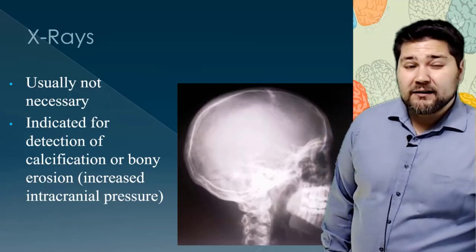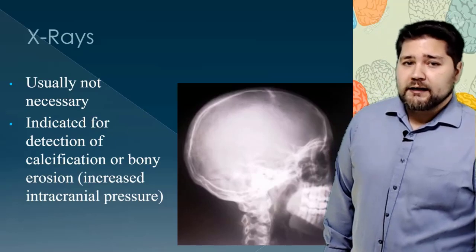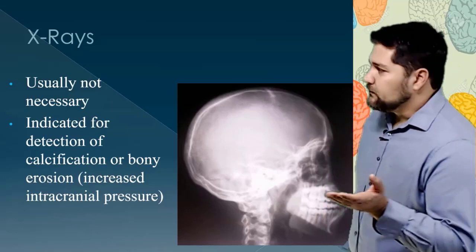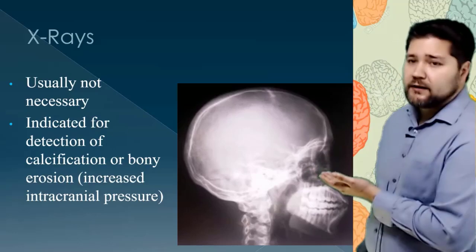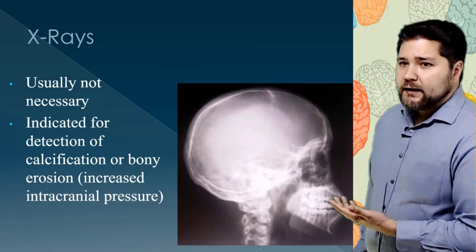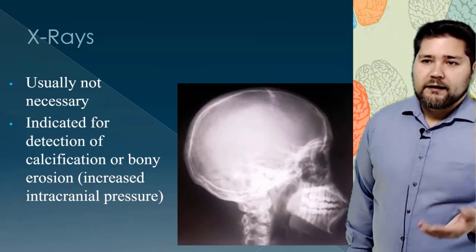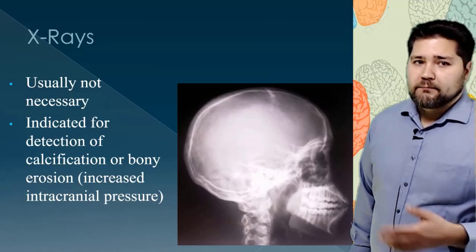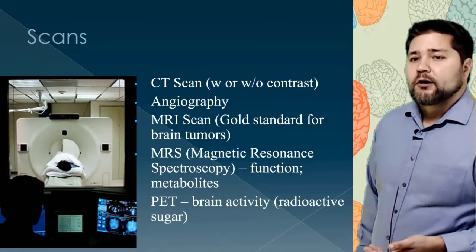X-rays can be done, but they're not usually done. So if you do suspect a brain lesion, chances are you're not going to get an X-ray, and it makes sense. I mean, you don't really see anything that's going on in the brain here with the soft tissue. If there was some sort of fracture, we might want to do that, or a hematoma forming, sure. But usually there's going to be a sign of any sort of bony type lesion occurring from the skull. So typically what we're going to do is CT or MRI scans.